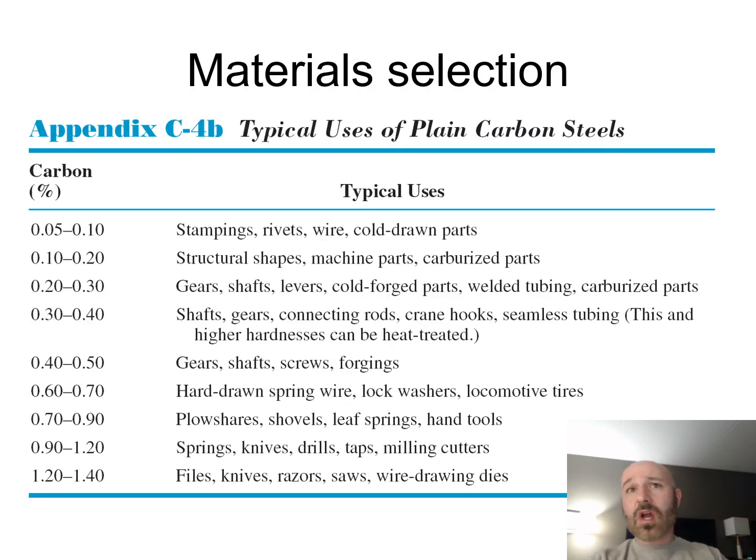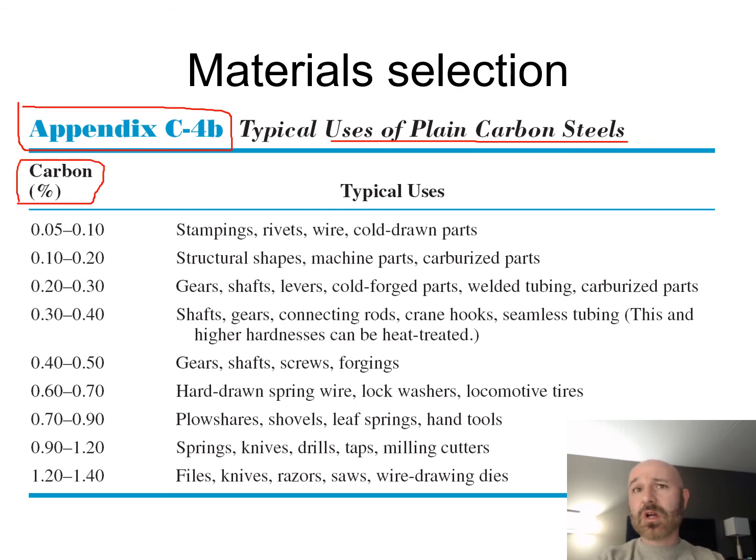So another good chart we have in the back of our book, which is a great place just to poke through in general for some of this information, is the typical uses of plain carbon steels. So we talked about the percentage of carbon earlier in one of our charts. Well, what are some typical uses for these different percentages of carbon in realistic applications? With these lower percentage carbon ones, you might see rivets, wire, and cold drawn parts, or as we get up to our higher carbon content ones towards 1 and above, we have springs, knives, drills, taps, and machining cutters. So that'll give you an idea of what you're designing.